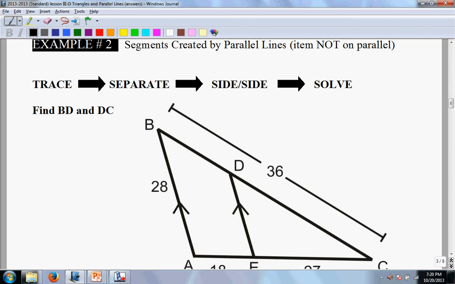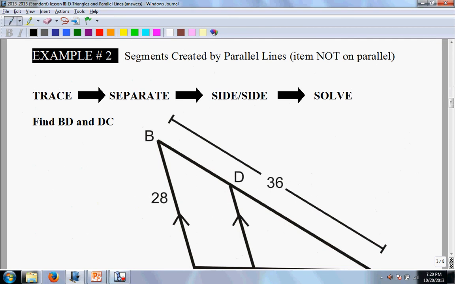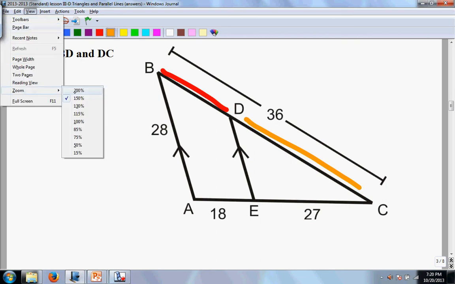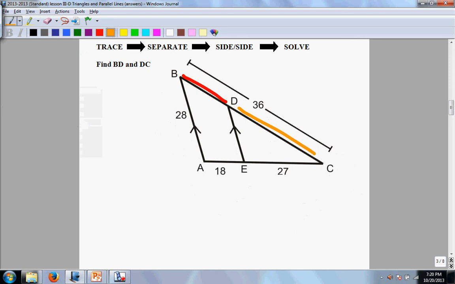Let's try one more. Now in this case, we're going to trace and separate, but now we're going to make side over side and solve. Now we're going to look at this, and we want to find both BD and DC. So now instead of seeing this as 2 separate triangles, we're going to see this as segment pieces. So I can do this. Watch, if this whole side is 36, we already figured out that this whole side was 45.